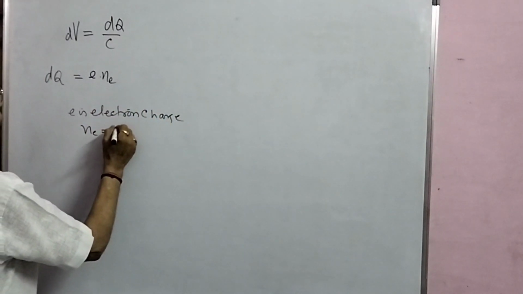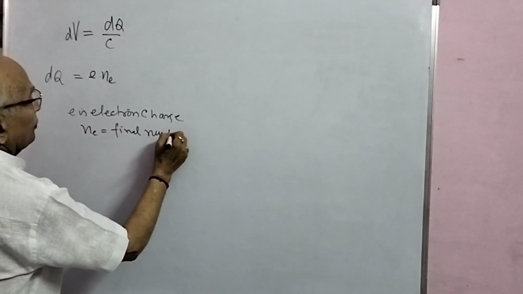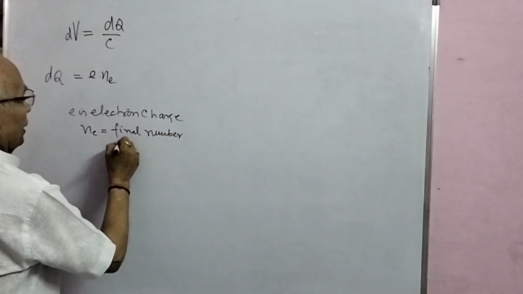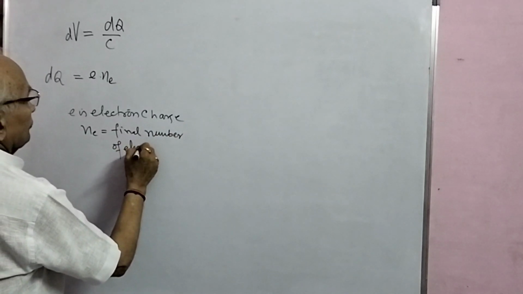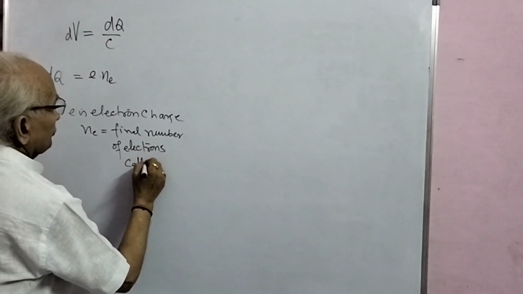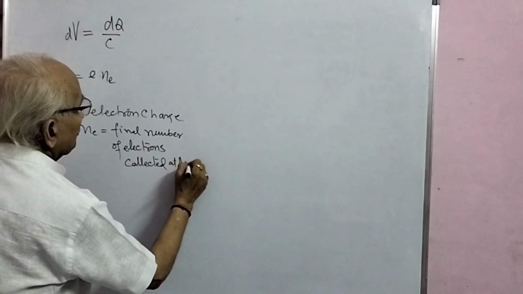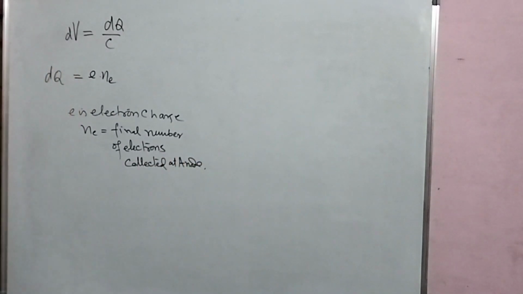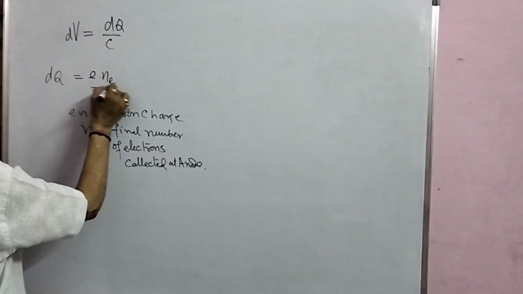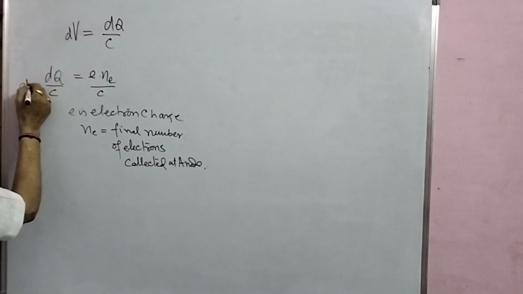Ne is the final number of electrons collected at the anode. So this dq is Ne times e, and the pulse is divided by the capacitor C. This becomes dV equals dq over C, the pulse.